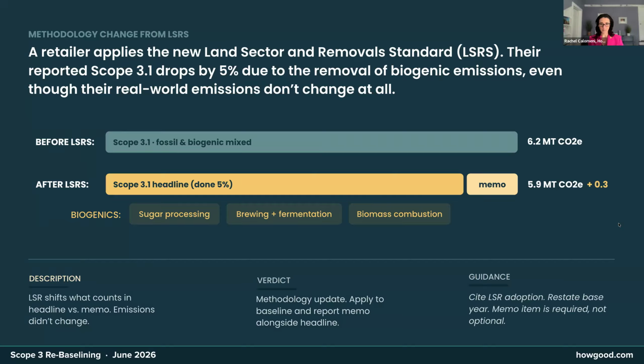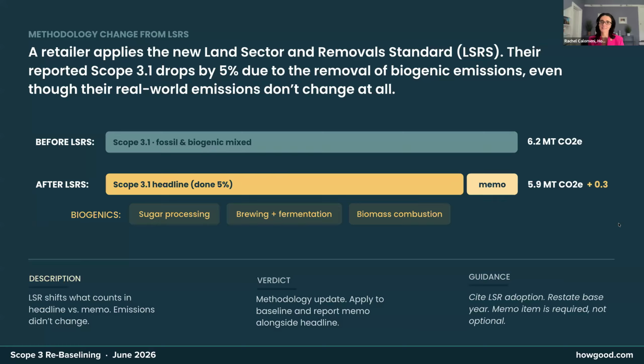I want to point out the trap here. If you're not paying attention, it looks like a reduction. Your number went down, but you didn't reduce anything. The boundary around what gets counted as the headline just moved. So the disclosure language matters.